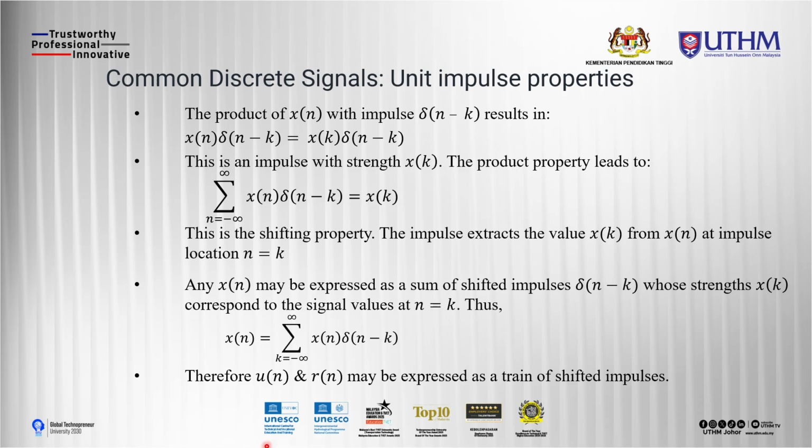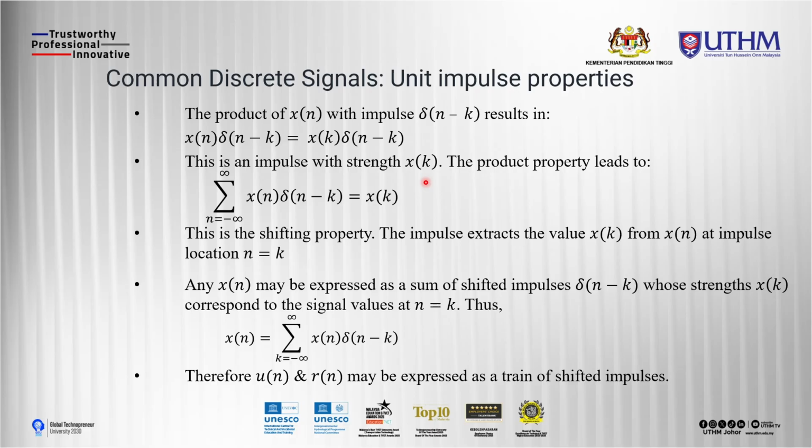Next are the common discrete signal unit impulse properties. First, consider the product of x[n] with the impulse delta n minus k. This results in x[n] multiplied with delta n minus k equal to x[k] multiplied with delta n minus k. So this means the impulse picks up the value of the signal at n equal to k. The result is still the impulse, but the amplitude strength is x[k]. So this impulse acts like a sampler.